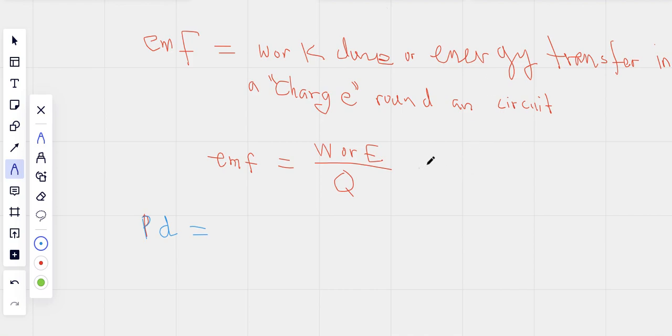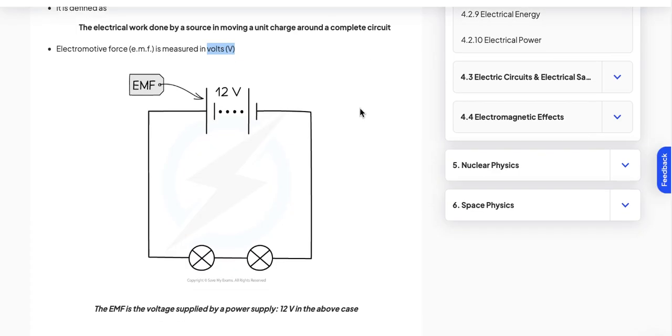So we can say the unit is equal to volts. And remember, the unit of voltage is the volt. You remember we say both EMF and PD are actually voltage. Okay, so we move on.